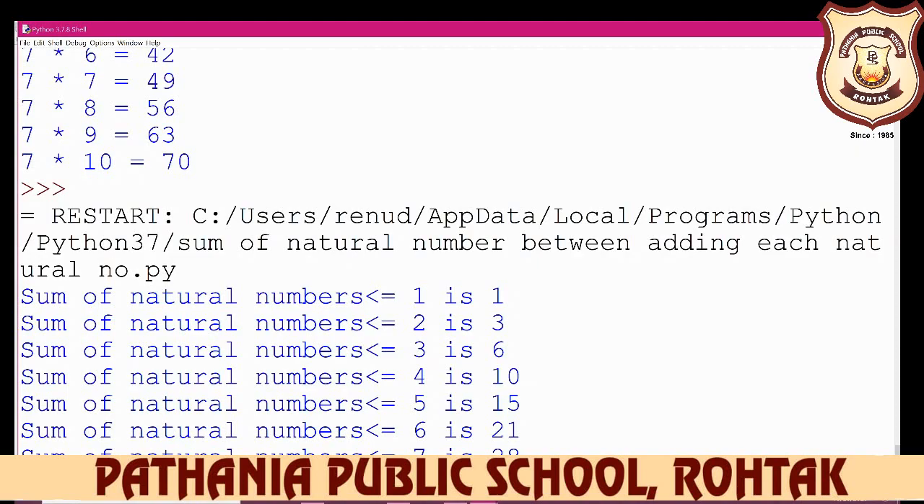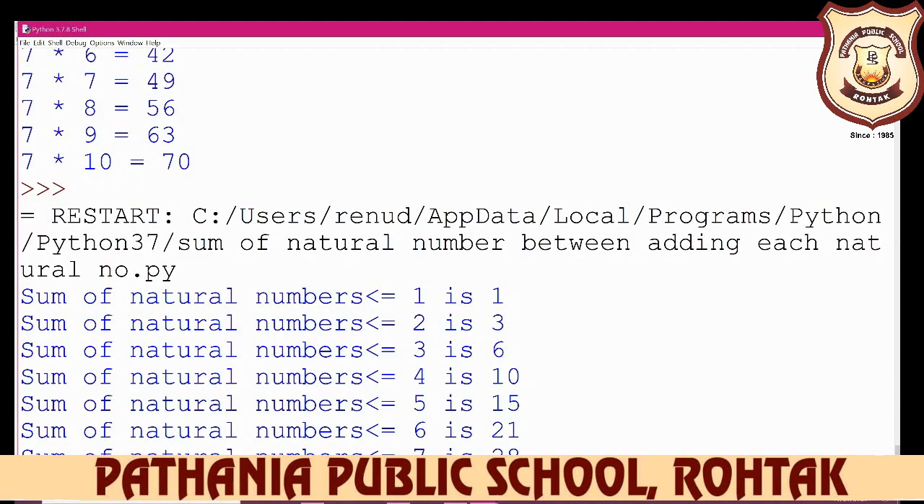Sum of natural number less than is equal to 4 is 10. Sum of natural number less than is equal to 5 is 15. Same like that, you go up to 7. So the sum of the first 7 natural numbers is 28. But if we want to display the number 28 directly, we don't want to display the numbers between these, 1 2 3 4.